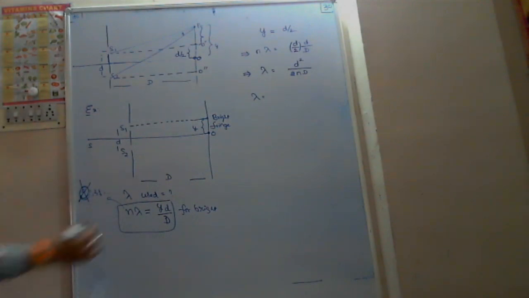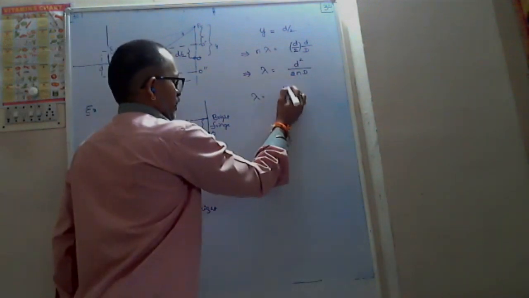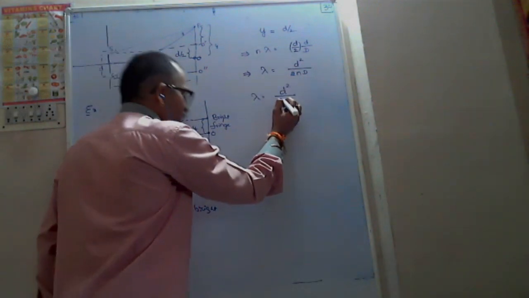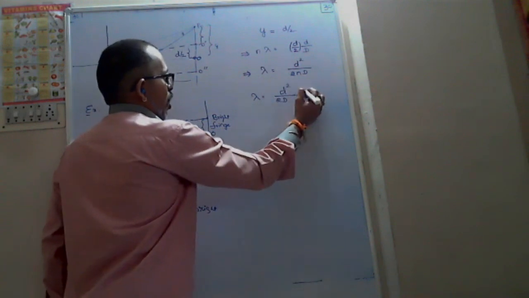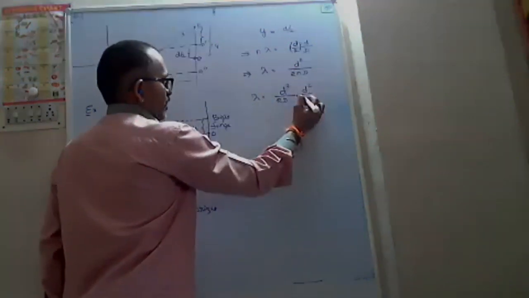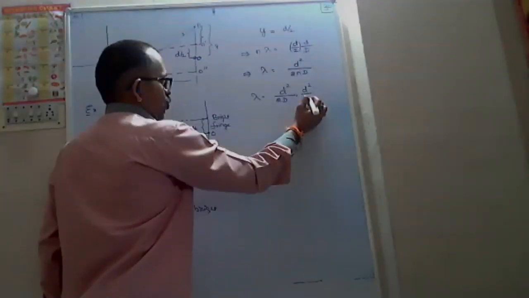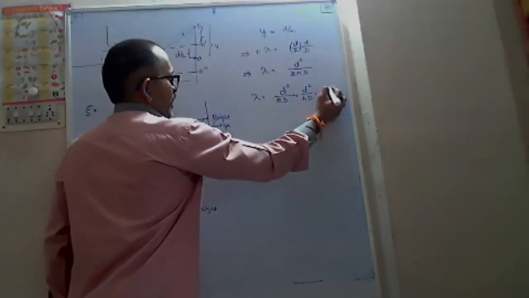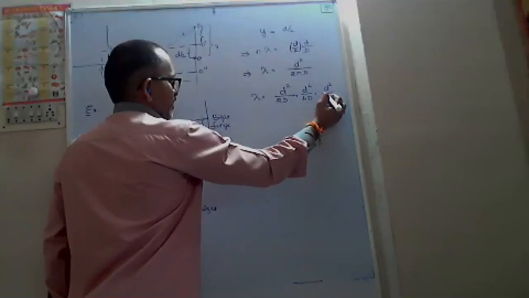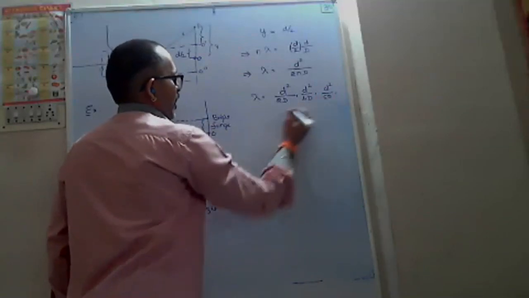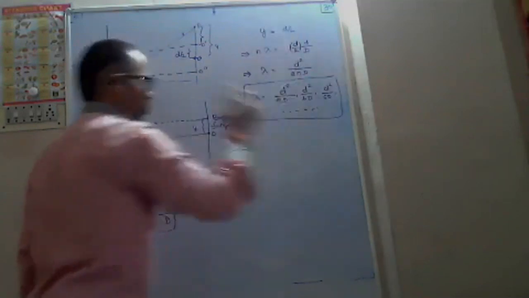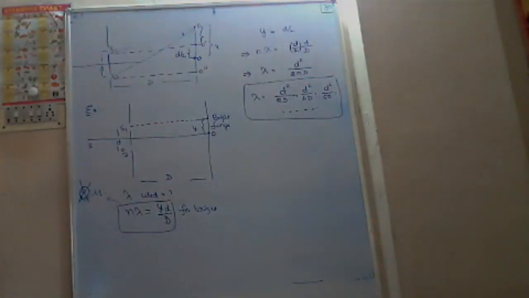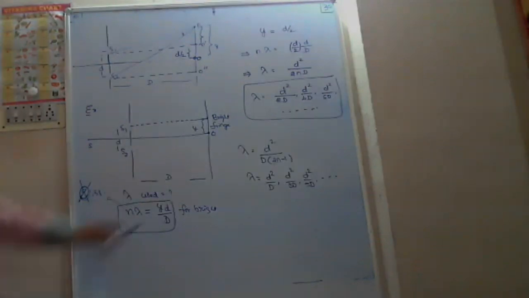So what are the conditions? Lambda, n equal to 1, 2, 3, 4. So the wavelengths are d square by 2D, or d square by 4D for n equal to 2, d square by 6D for n equal to 3, and so on. These are the wavelengths. Any wavelength you can use, in front of one of the slits.